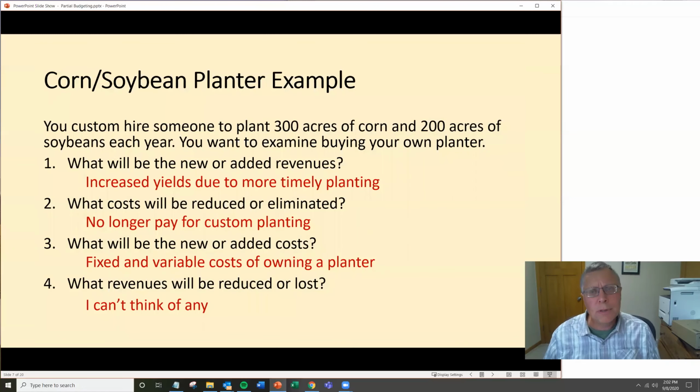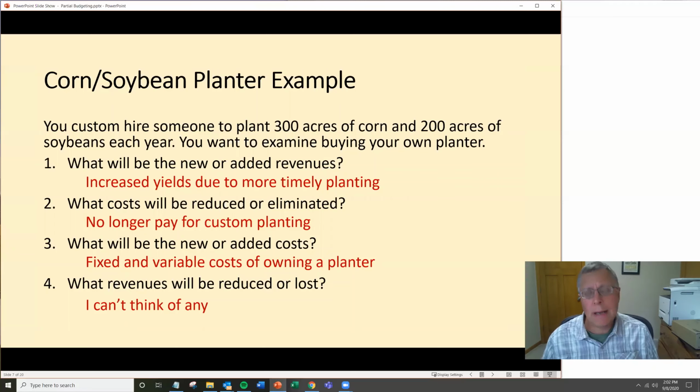So let's work through a simple example to illustrate the use. Suppose you normally custom hire somebody to plant 300 acres of corn for you and 200 acres of soybeans each year. You want to examine whether you should buy a planter and own it yourself. So you answer those 4 questions.